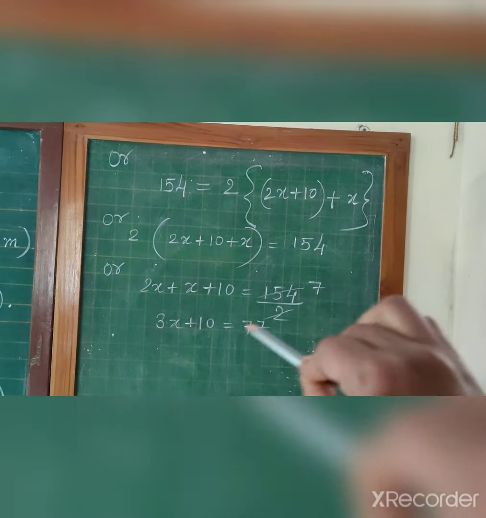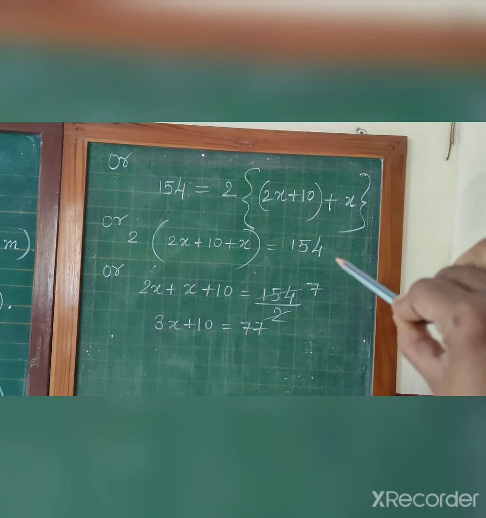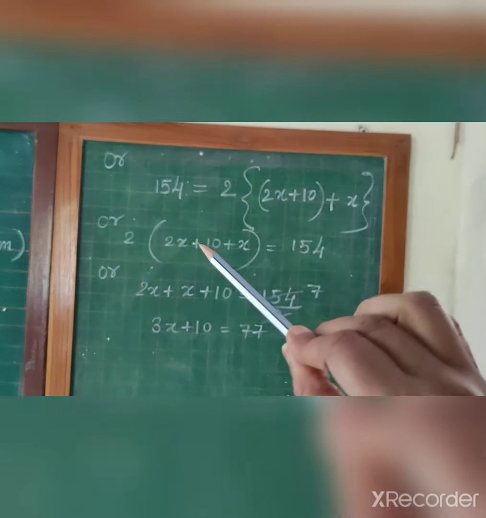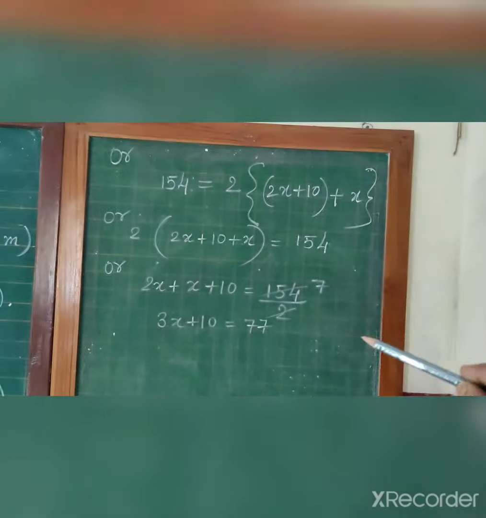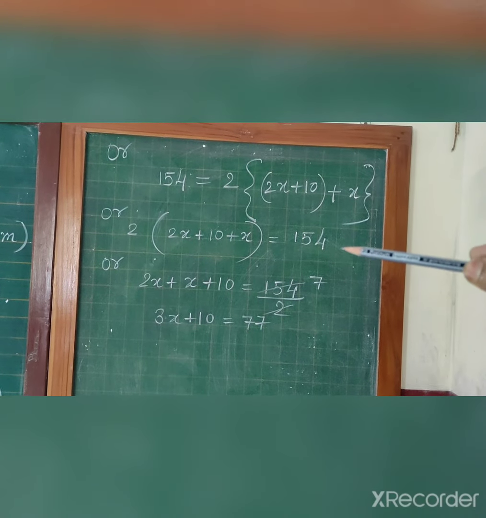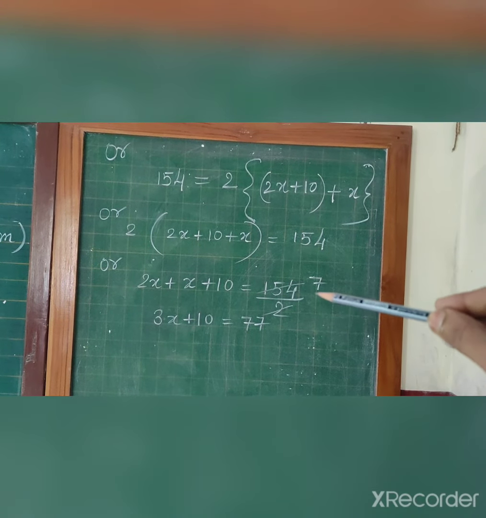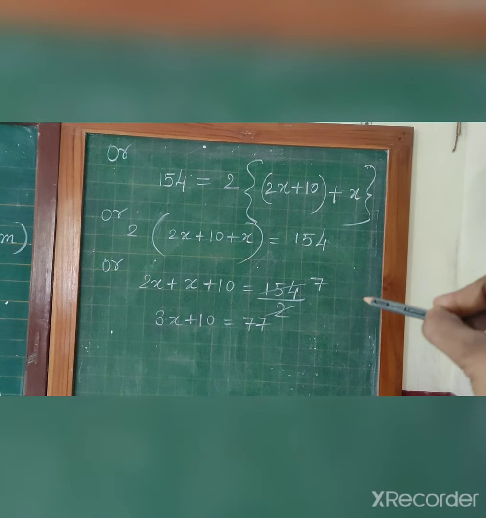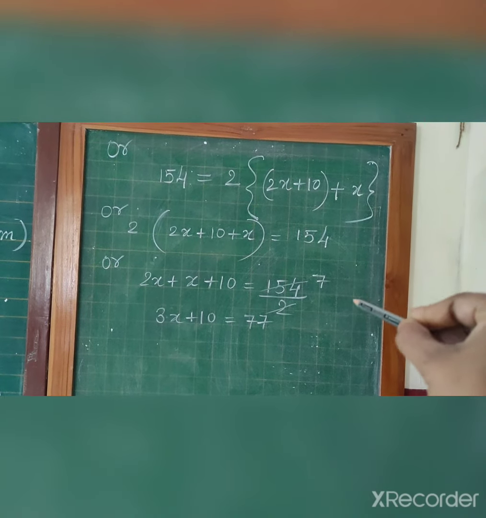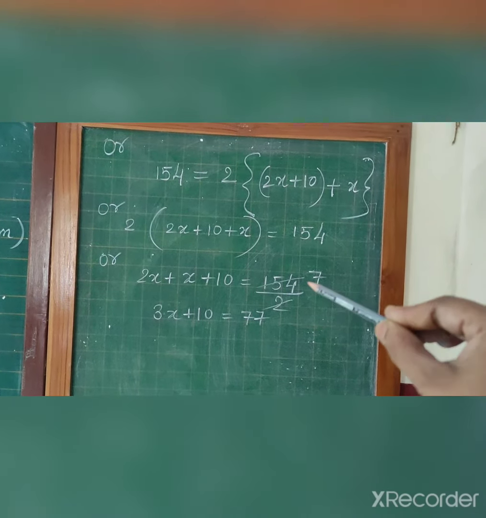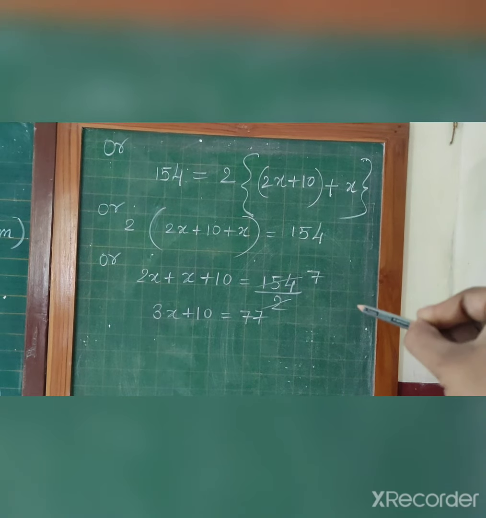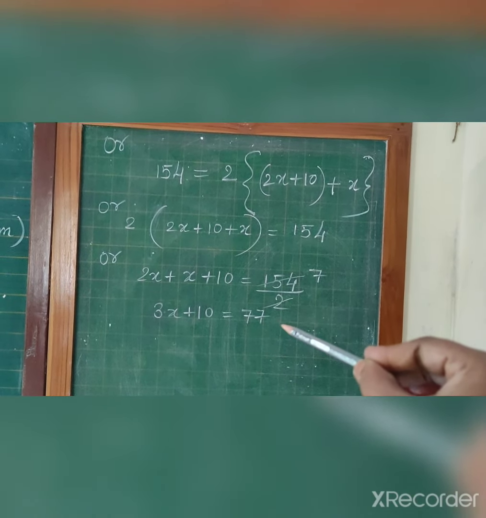Now 2 will go to the other side with a division sign, opposite of equal side. So 2x plus x, like terms we will arrange, plus 10, equal to 154 upon 2, that means this. I forgot to put 77 here. So one more 7 you will write here. 2 sevens are 14, 2 sevens are 14. So 3x plus 10 equal to 77.